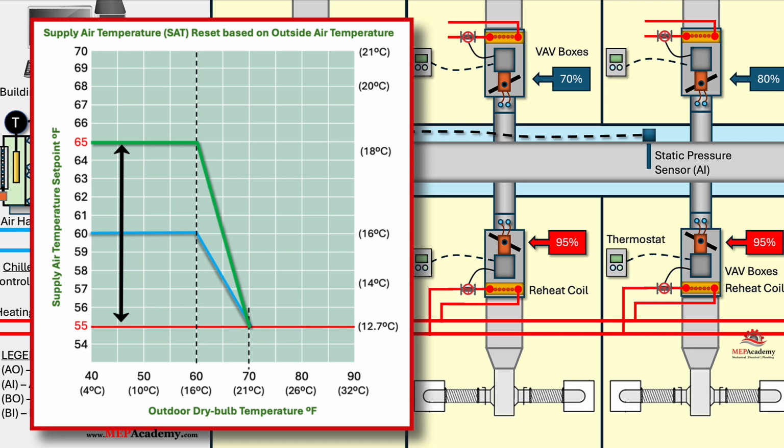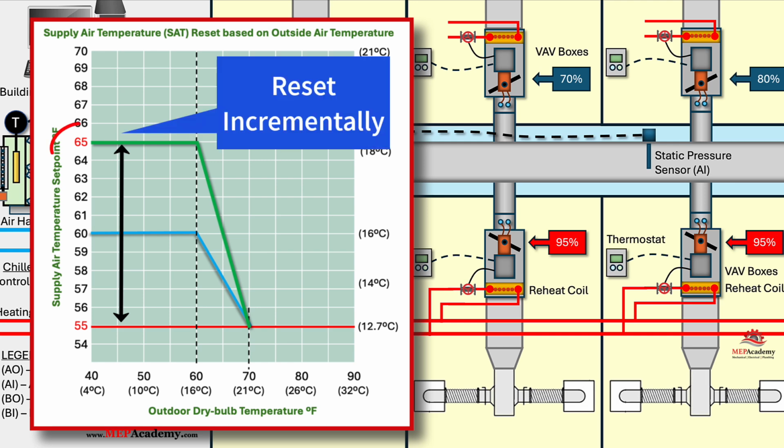Consider a commercial office building with an air handler serving 10 VAV terminal boxes. During peak summer afternoons, all VAV dampers are close to fully open, indicating high cooling demand. The DDC system maintains the SAT at 55 degrees Fahrenheit, 12.7 degrees Celsius, to meet this load. In the early evening, as occupancy decreases, none of the dampers remain fully open. The DDC system resets the SAT to 65 degrees Fahrenheit, 18.3 degrees Celsius. This reduces chiller and fan energy consumption, and maintains comfort as the zones with reduced occupancy now require less cooling.